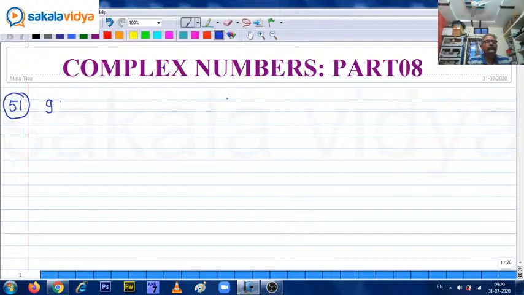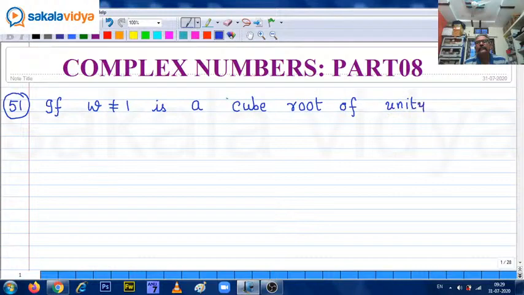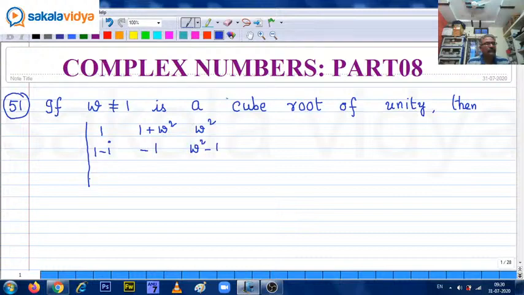If omega does not equal 1 is a cube root of unity, then the determinant of 1 plus omega square, 1 minus I, minus 1; omega square minus 1, minus I, minus 1 plus omega, minus 1.